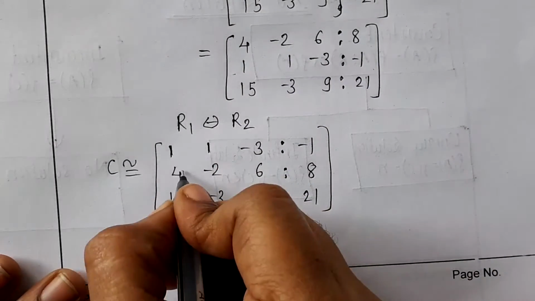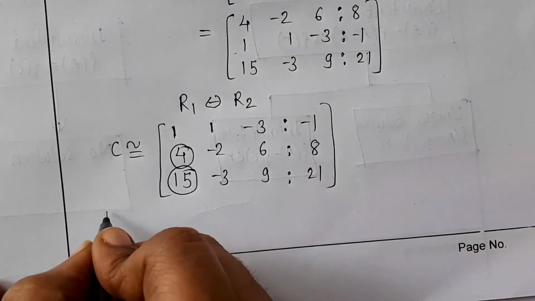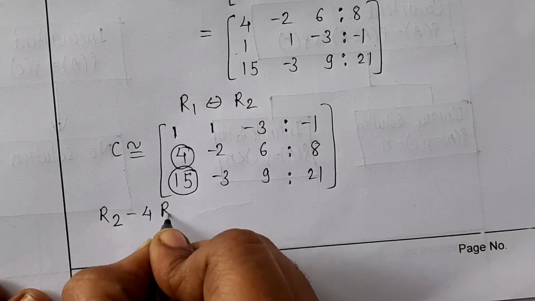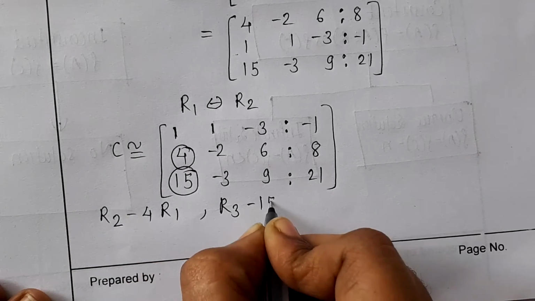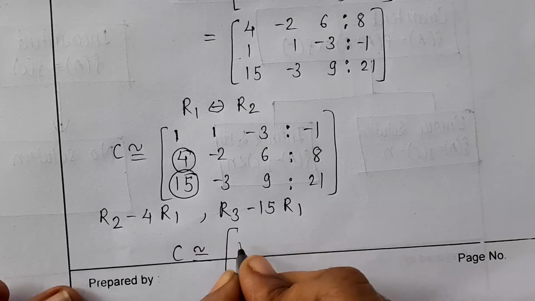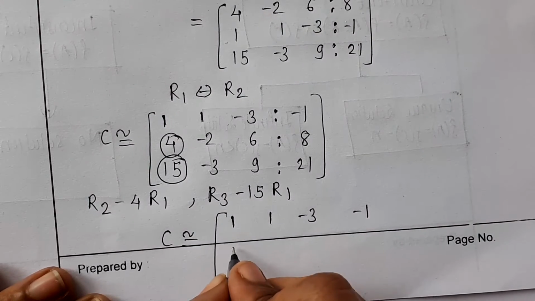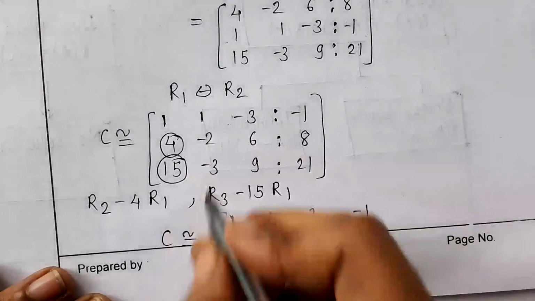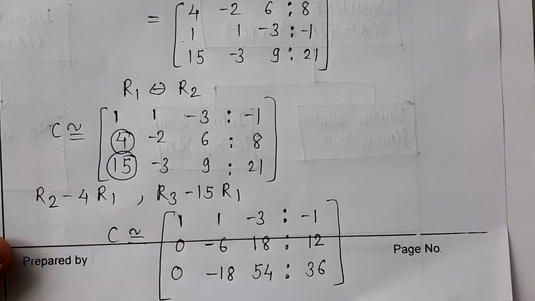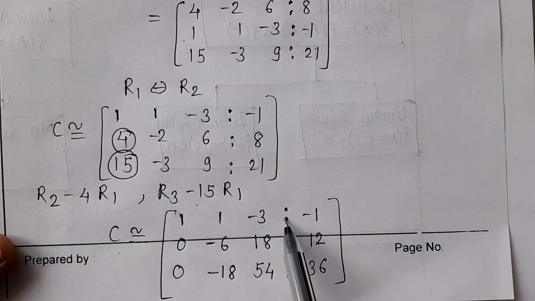Next we try to reduce this 4 and 15 into 0. So to convert these into 0, what will be the transformation? R2 minus 4 times R1 and R3 minus 15 times R1. So the C matrix becomes 1 1 minus 3 minus 1, which remains as it is. Next is 0 and 0. After simplifying the R2 and R3 equations, we get the C matrix 1 1 minus 3 minus 1, 0 minus 6 18 minus 18 12, 0 minus 18 54 and 36.